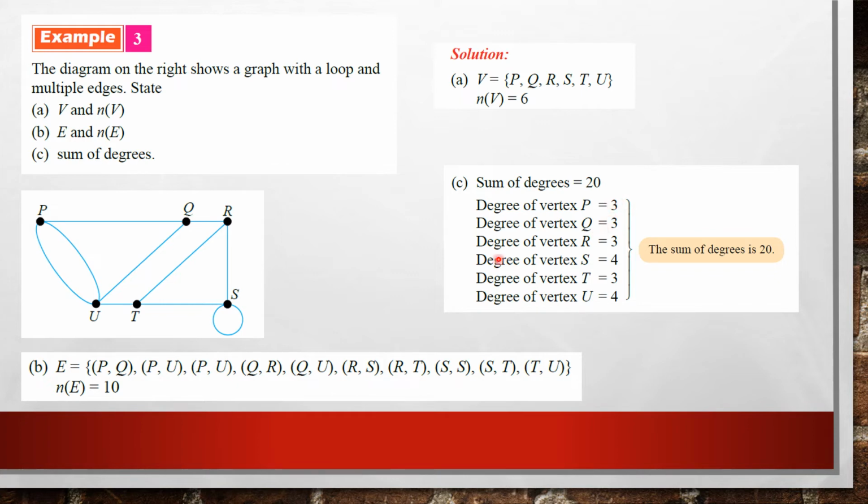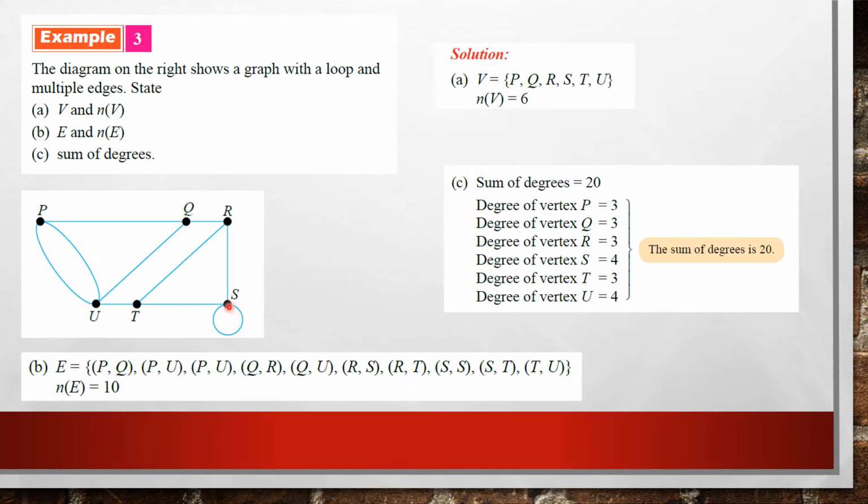Next, the degree of vertex Q. Also 3 lines coming out: 1, 2, 3. Next, the degree of vertex R. Also 3 lines coming out: 1, 2, and 3. Okay, degree of vertex S.